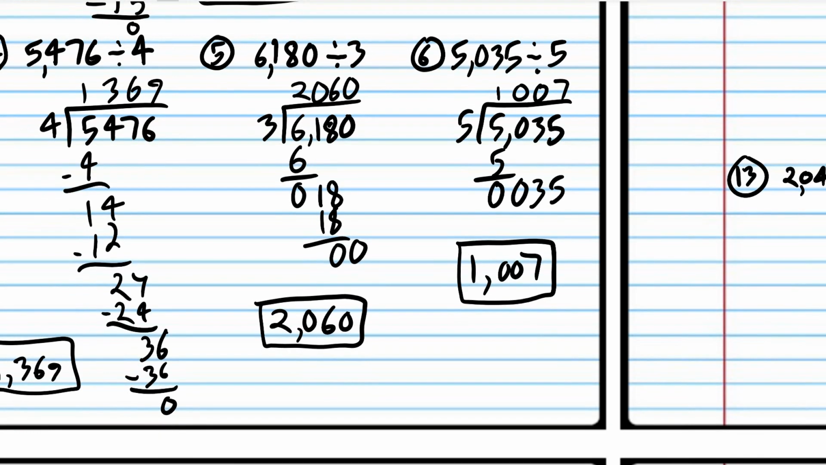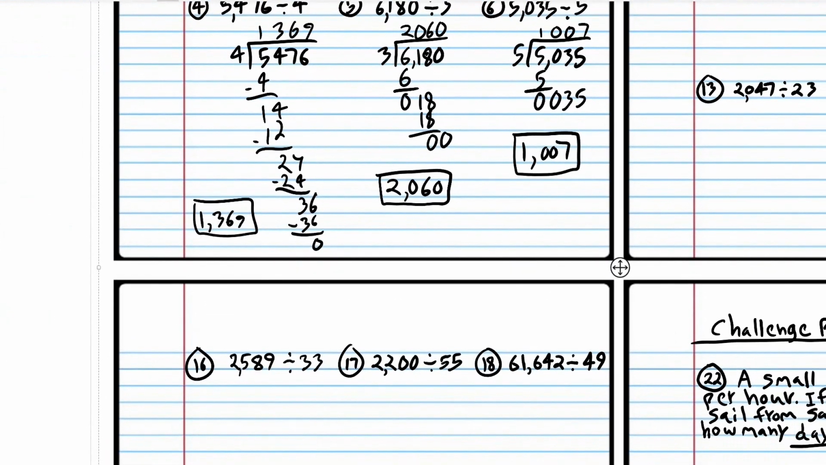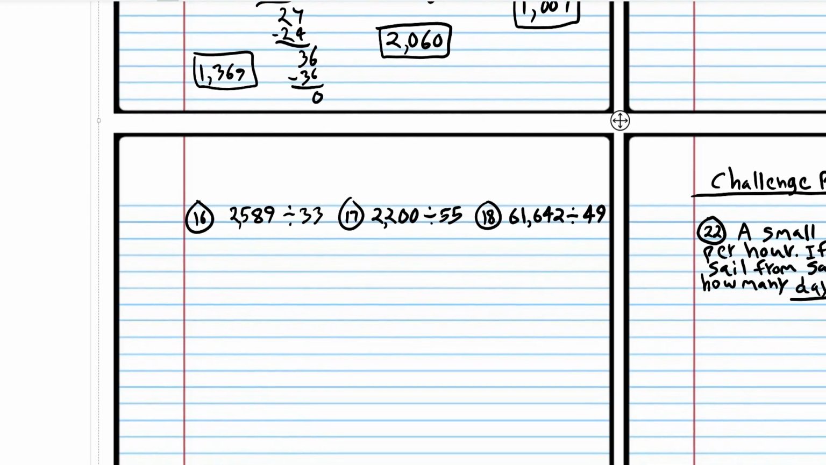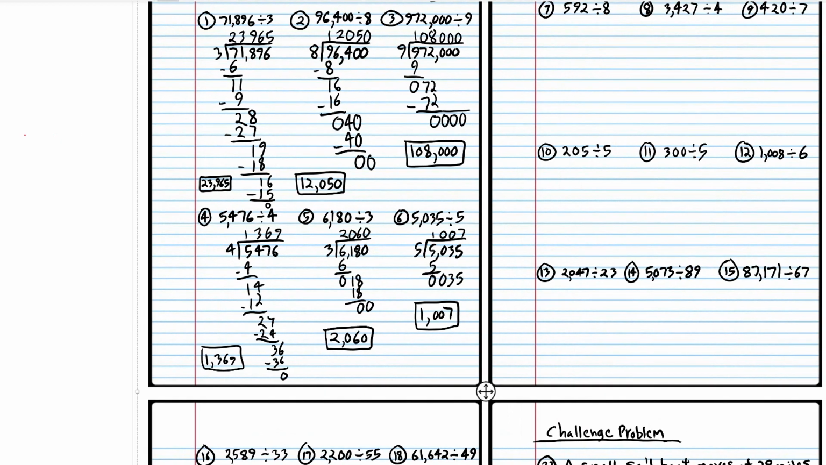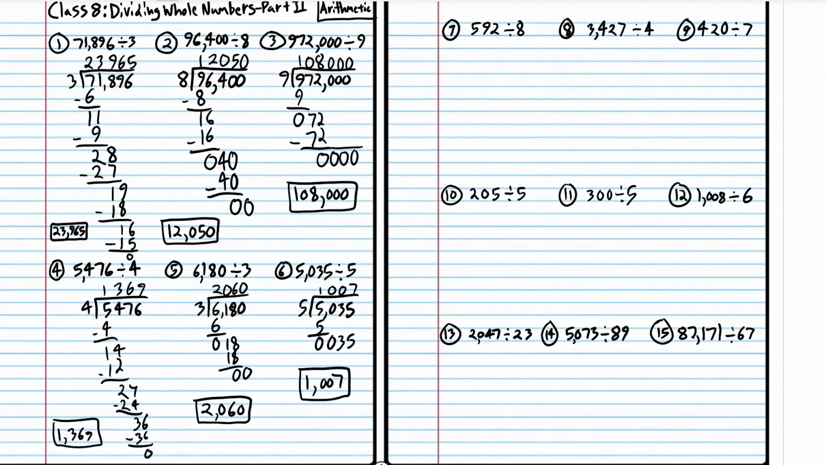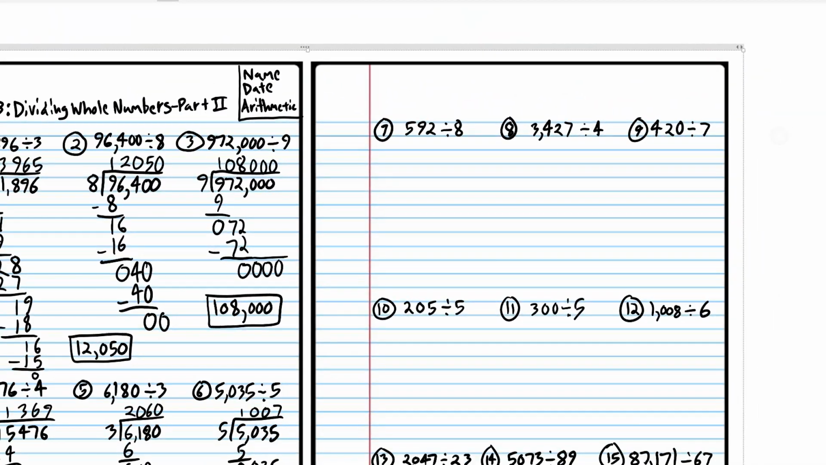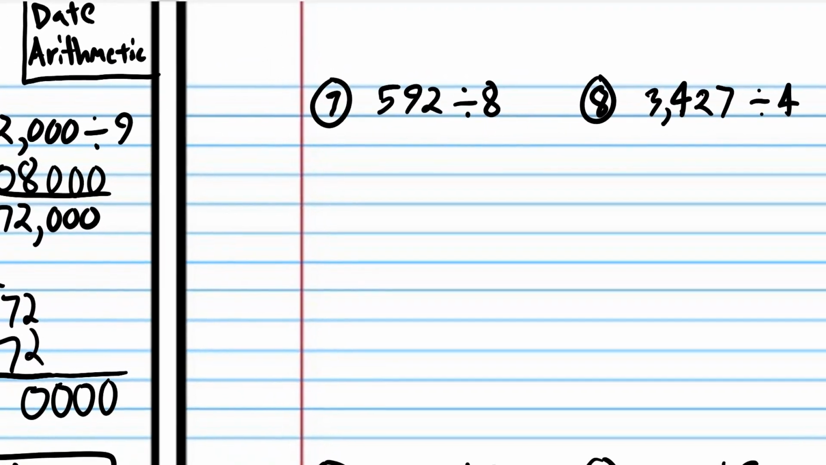All right. None of these problems had remainders, so just be aware of that. Some of these problems will have remainders, some of them won't, but none of those had remainders. All right. So now we're going on to a different type of problem. $592 divided by 8. So as we attempt this problem, you're going to see that there is going to be something slightly different. Set it up as usual.